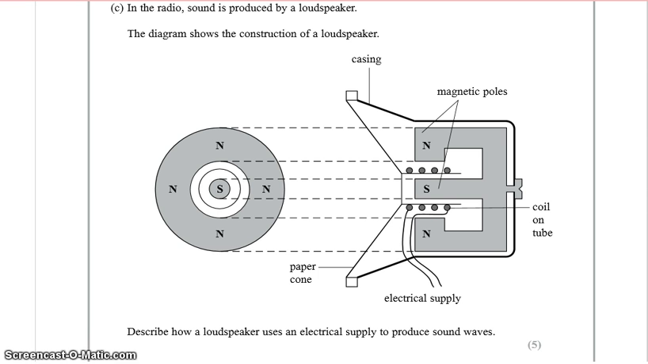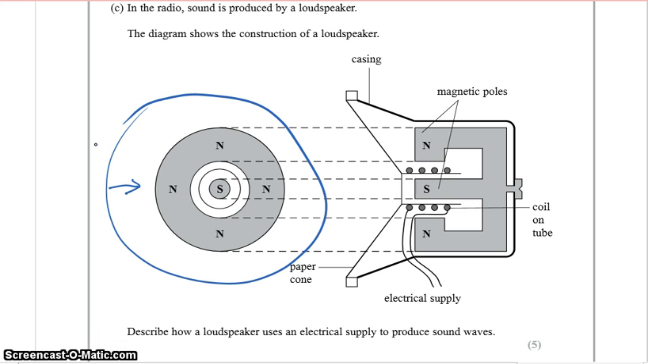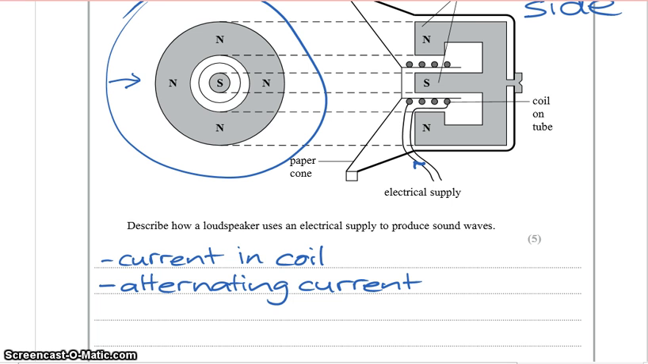Okay, so the first thing to note for question part C is that this diagram here is looking from the end of the loudspeaker. So if you can imagine, this is where the cone is on the loudspeaker around here, and this is the side view. This is the end view and this is the side view, and one's a projection onto the other. The first thing that we need to know is that there's a current in these wires here, and the second point is that it's a current in the coil, and also that it's an alternating current, so the current flows backwards and forwards through the coil.